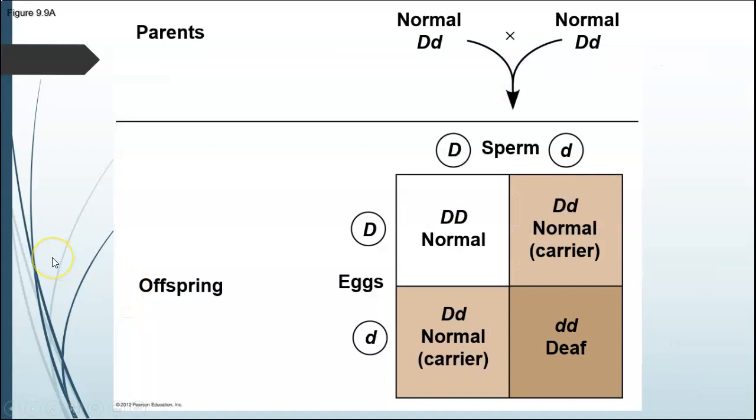All right, so here we have deafness. We have two parents who have normal hearing, but they're heterozygous for the deafness allele. And so they have a 1 chance out of 4 of having a child with normal hearing, the homozygous dominant. They have 2 chances out of 4 of having children that have normal hearing but carry that recessive allele for deafness, and then we have 1 chance out of 4 that they will produce a child that is deaf.